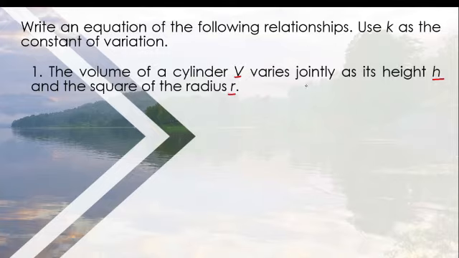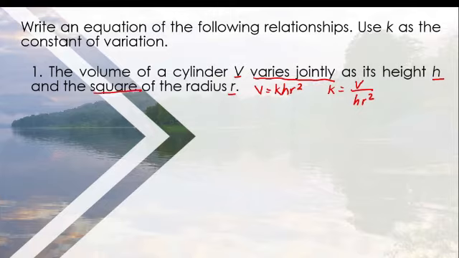This is a joint variation because of the phrase varies jointly. The first variable mentioned, V, varies jointly as its height and the square of the radius. So we write the constant first, then the height, and then the radius. Since the condition says it is the square of the radius, we add a square. To get the constant of variation, we divide both sides by HR squared, so k is equal to V, the isolated variable, over what goes with k, which is HR squared.